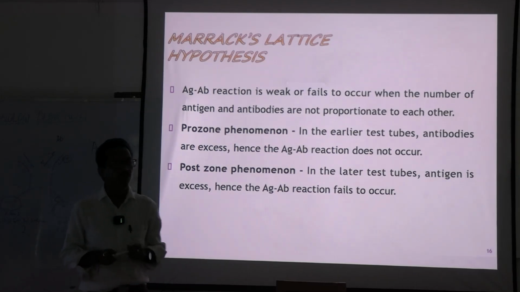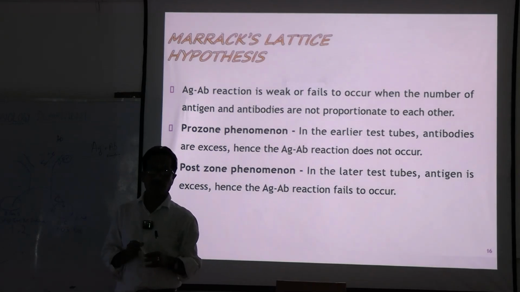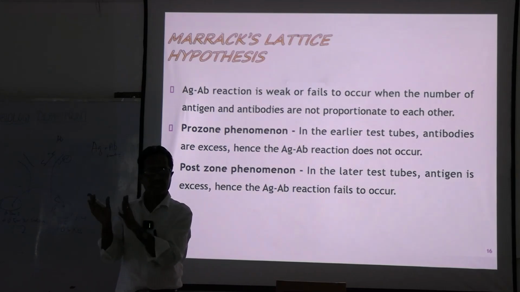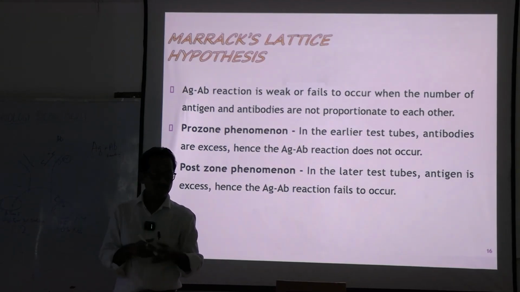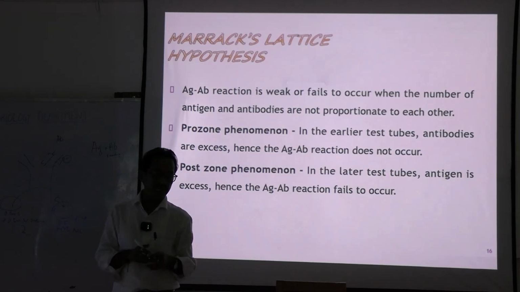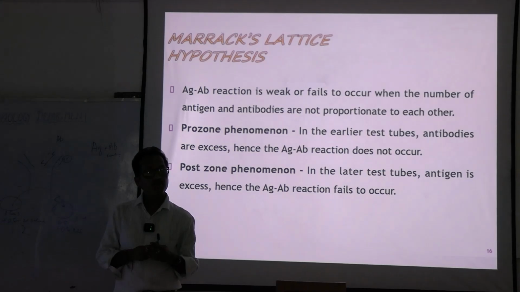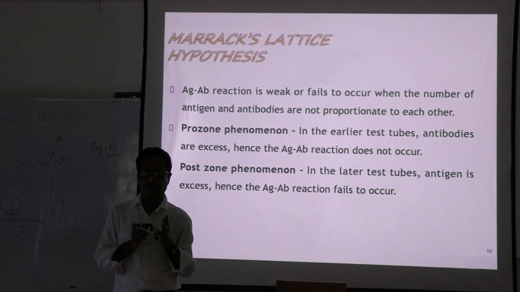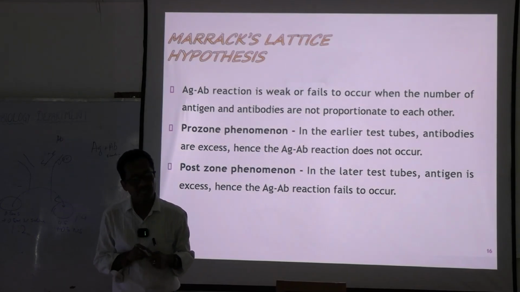Now there are two terms. One is prozone phenomenon, another is post-zone phenomenon. What is prozone phenomenon? Antibody excess. When your body is producing so much antibody, you know the patient is positive, still the lab test or the kit test shows negative. That may be due to prozone phenomenon, that is antibody excess. How will you correct the prozone phenomenon in the lab? You have to dilute the serum with normal saline to correct the prozone phenomenon.